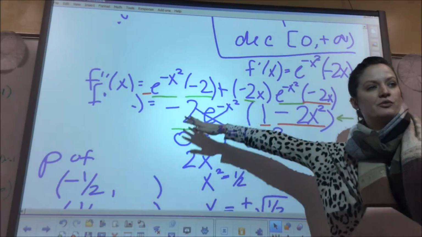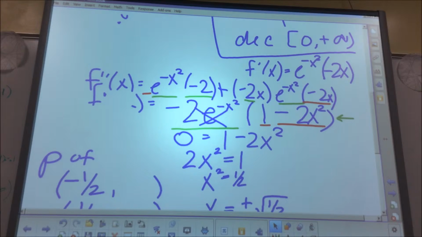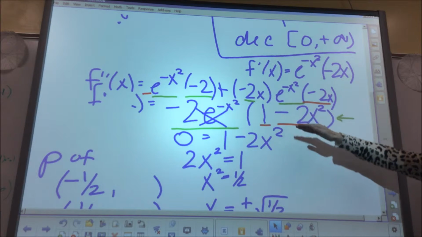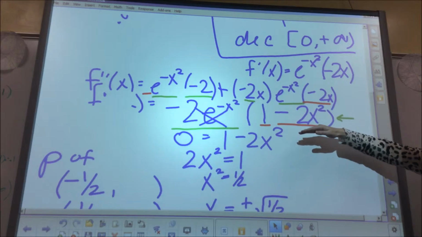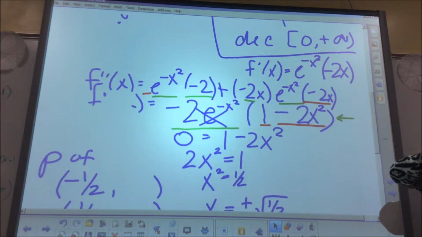I had a big ol' X through this. Why do I have a big ol' X through that for my own work, Spencer? It's never going to be 0. Why can I ignore it for my sign analysis, Shukai? Because it's always going to be positive. So now I can just look at this piece in terms of determining any possible points of inflection, and then for the concavity.